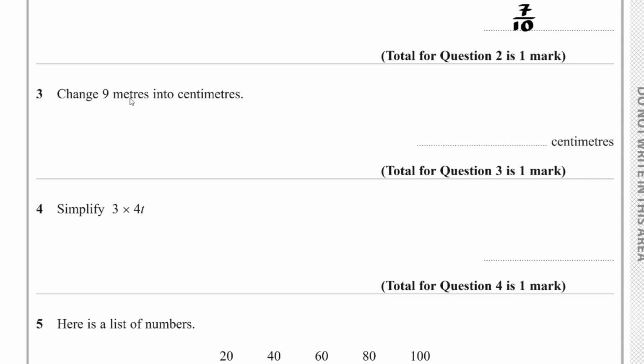Question 3. We have to change 9 meters into centimeters. Well, to go from meters to centimeters, we need to multiply by 100. So I've got this 9 meters, and if I multiply this by 100, you will find 9 meters is the same as 900 centimeters.